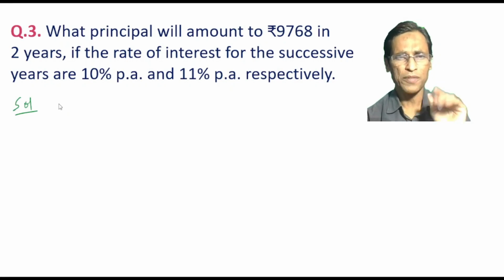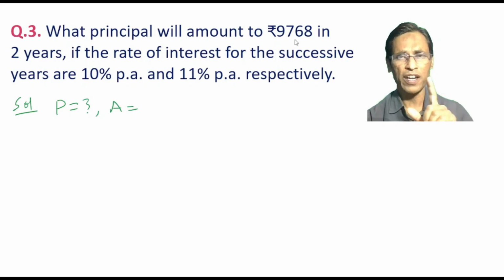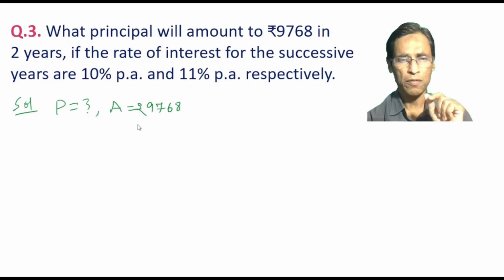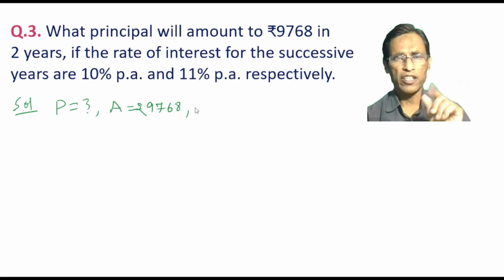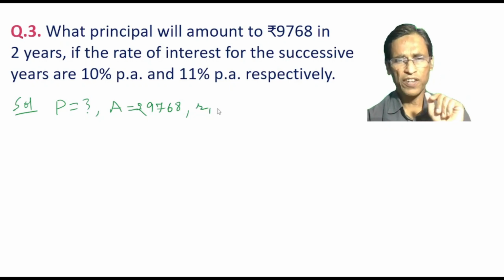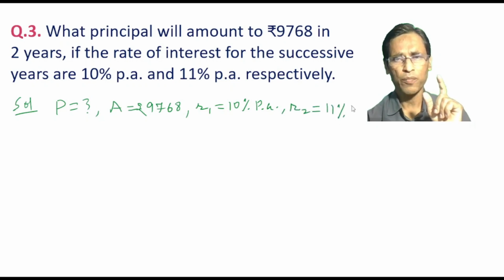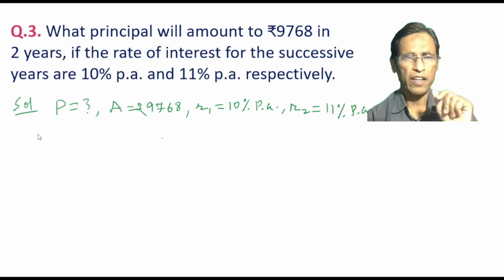Principal in the question is absent, so P is unknown. Amount A is available, 9768 in rupees. After the amount, rate of interest. Actually there are 2 types of rate of interest. For the first year, rate of interest is 10% per annum, and for the second year, rate of interest is 11% per annum. And number of years is 2.